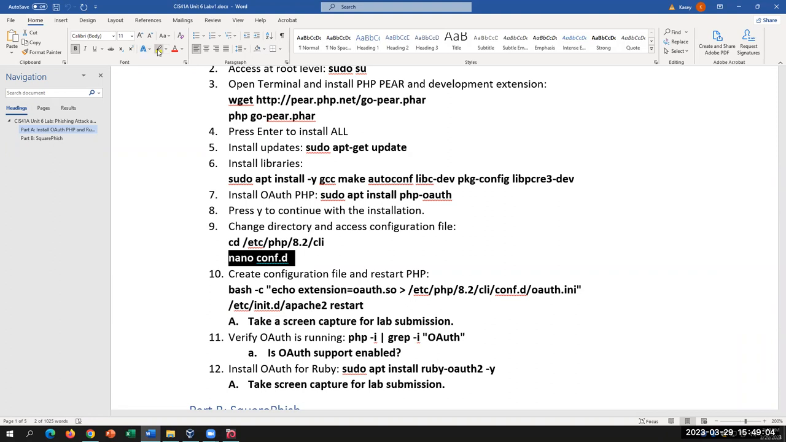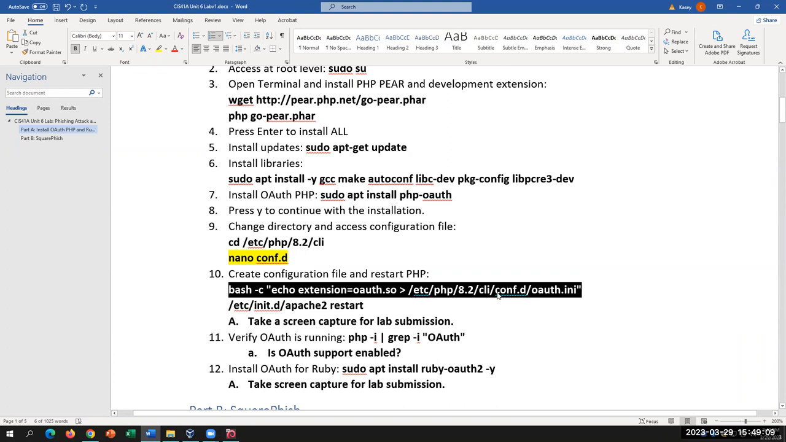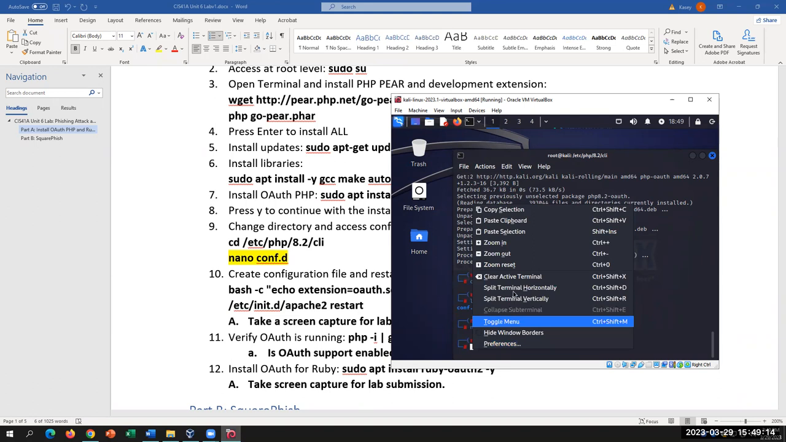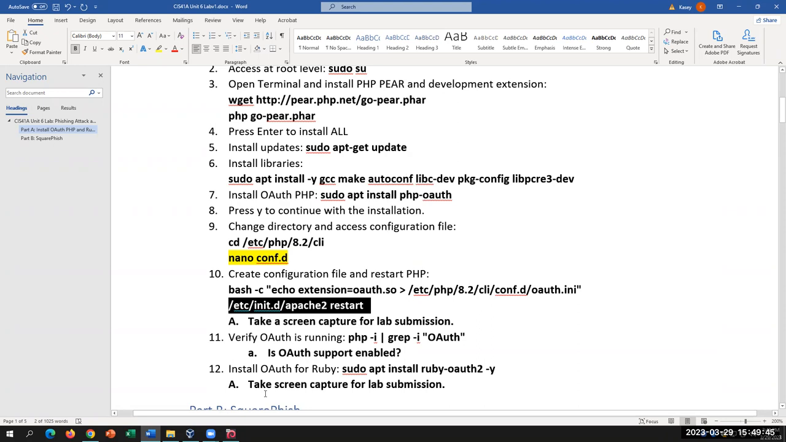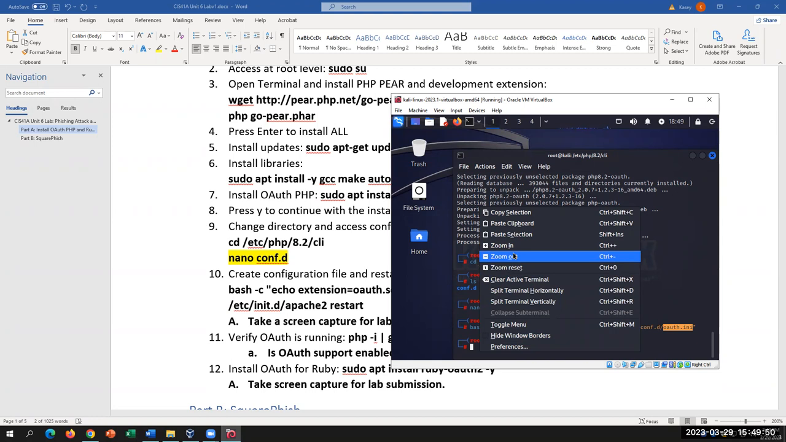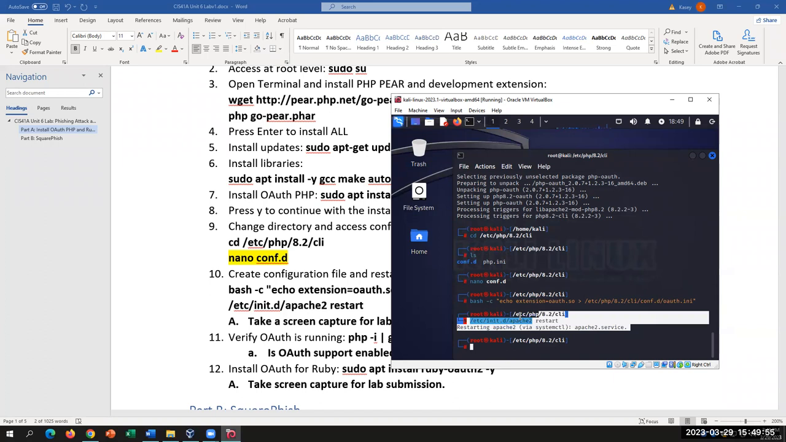You can do a bash -c, this part. I was trying to do multiple types of ways. So you don't need to do the nano part of number 9. Just do this, the bash -c. What you're doing here is appending this text into the configuration file and then saving it as the INI. And then after that, for the second command, and these are two commands, you are going to open up the directory and start Apache. And it should tell you the Apache restart service there. Okay.